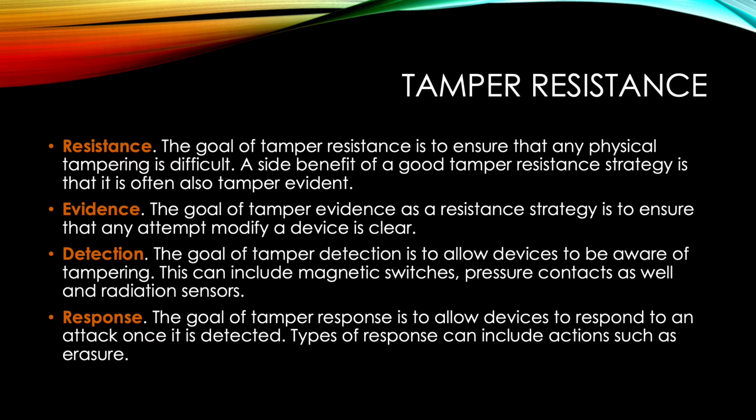Resistance is that it should be difficult to tamper with it. This can involve, for example, unique screw types. Evidence says that any tampering with the device should clearly be evident on the device. Detection allows the device to be aware of tampering and can include things like magnetic switches, pressure contacts, and radiation sensors. For example, we've seen X-ray dyes used on integrated circuits so that when people try to X-ray those integrated circuits in order to extract the circuit design, the X-ray dyes themselves crack, rendering the integrated circuit useless. And this cracking process we call tamper resistance response, allowing the device to respond to an attack when it's detected.